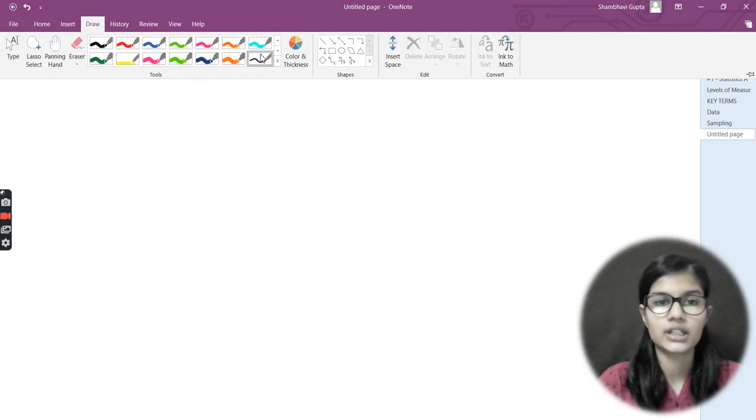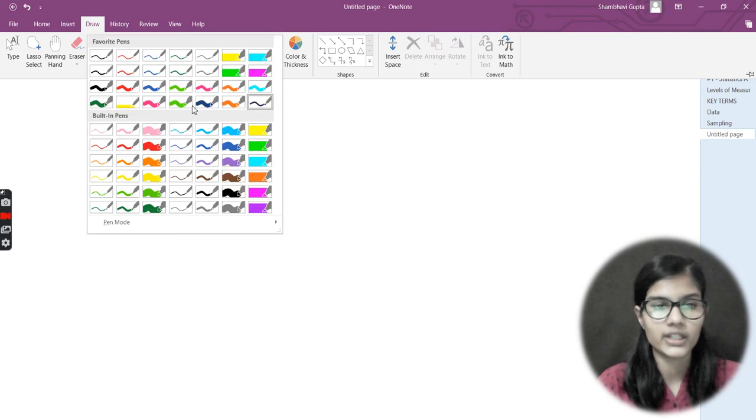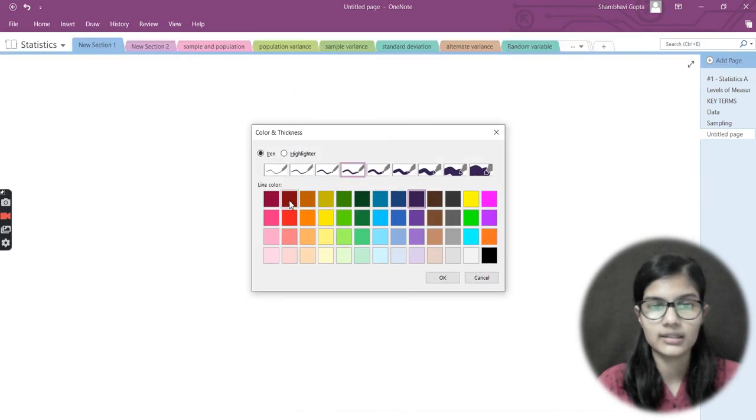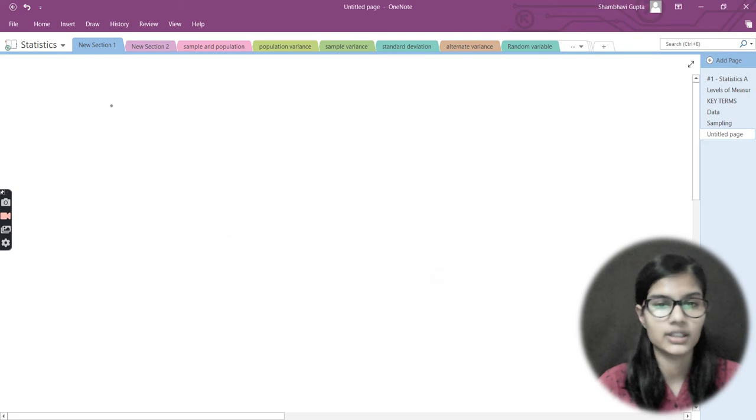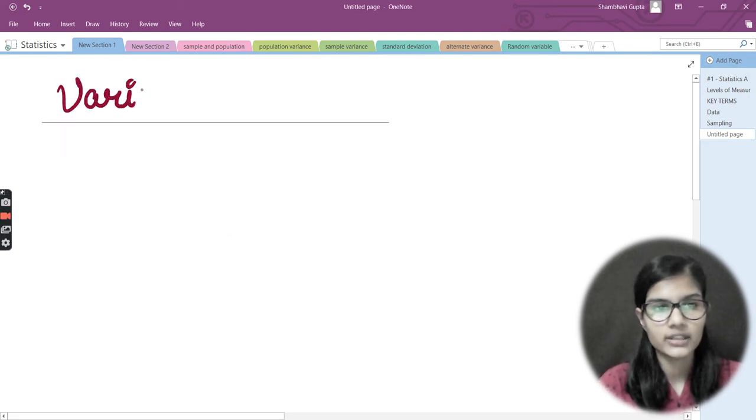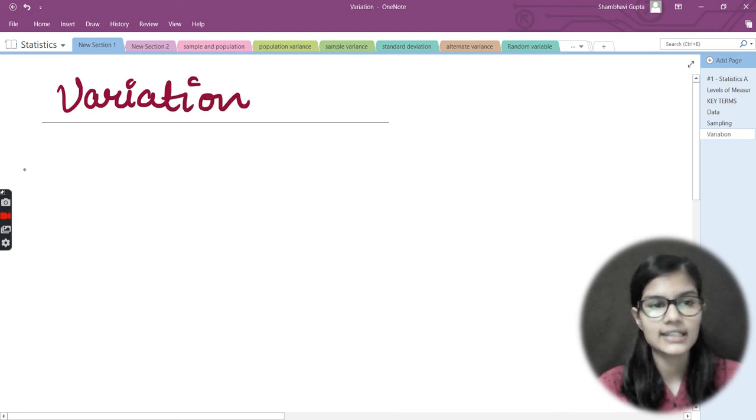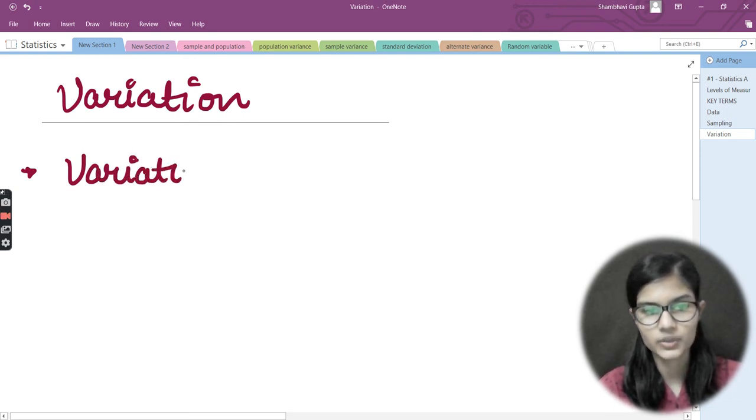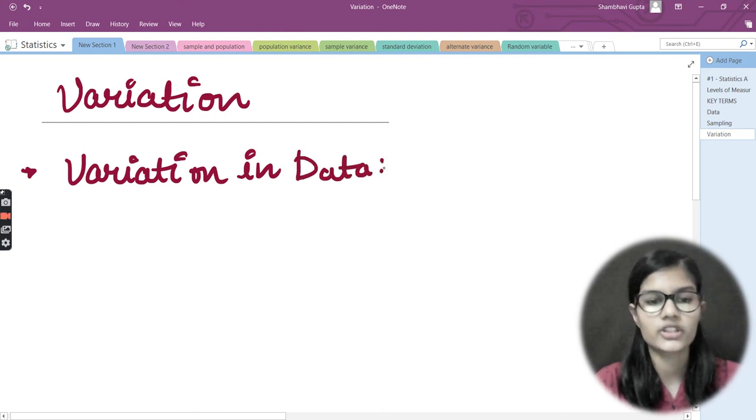Right? So let me just pick a color here and let's go ahead with writing out the definition and the spelling for the name. Okay, so the one I'm going to discuss right here is variation, and under that the subtopic that comes is variation in data. Right here we are just going to discuss those things.